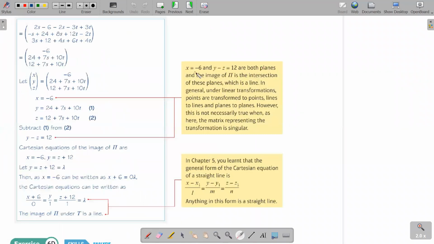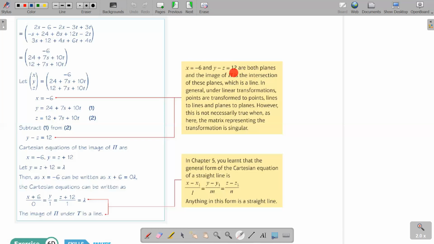Pay attention. X equals minus 6. Now do you see I got some kind of Cartesian things here, but am I getting it directly as a plane now? Can you see I got x equals minus 6 separately and y minus z equals 12 separately? Like I'm not getting everything together. Basically what it means, they say here x equals minus 6 and y minus z equals 12 are both planes, and the image of the plane is the intersection of these two planes.